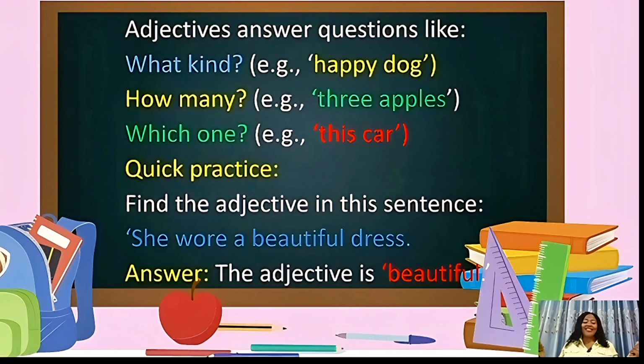So let's have a quick practice. Find the adjective in this sentence. She wore a beautiful dress. What is the adjective in this sentence? The adjective in this sentence is beautiful. Beautiful is there to describe the kind of dress. It's not just any dress, but a beautiful dress.